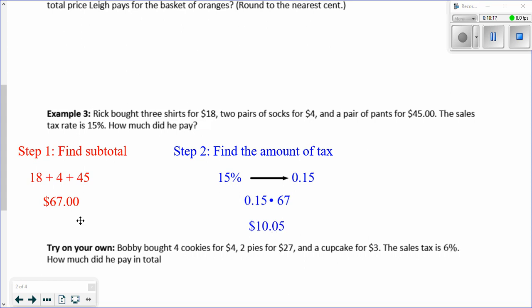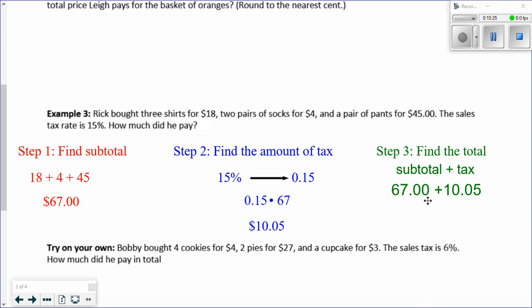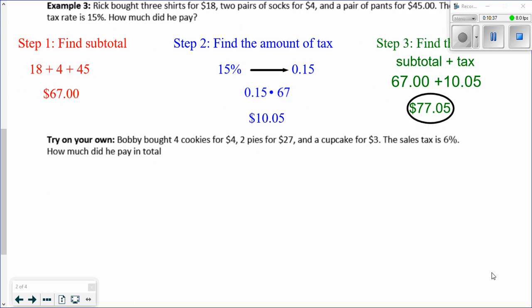So to find the total, I'm going to add this tax amount to the subtotal. So subtotal plus tax. $67 plus $10.05. He paid $77.05. And that would be my final answer. Okay? And now you guys are going to try this one on your own.